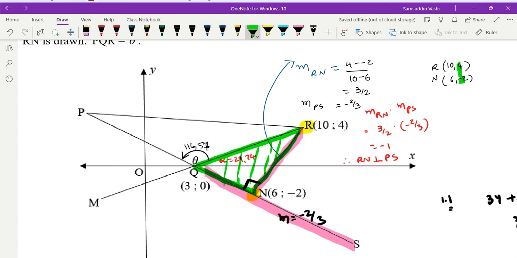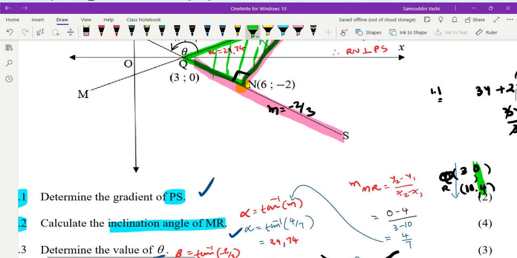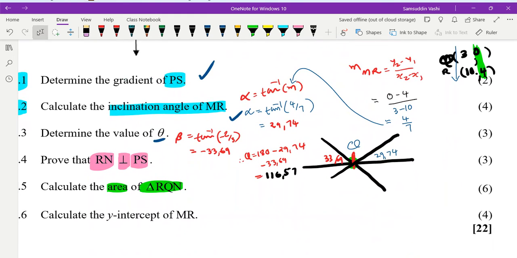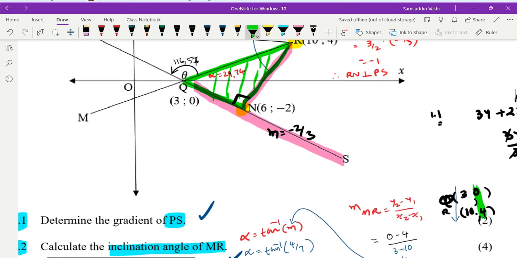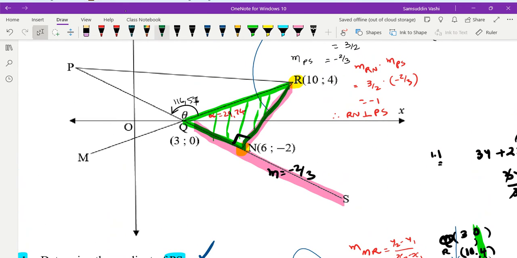So what is the formula for the area of a right angle triangle? Half base times height. So it is half base times the perpendicular height. Keep it in mind. So now I need to get base and perpendicular height. So those are the two lengths. Do I have a length? That's RN, RN is given there. Do I have QN?